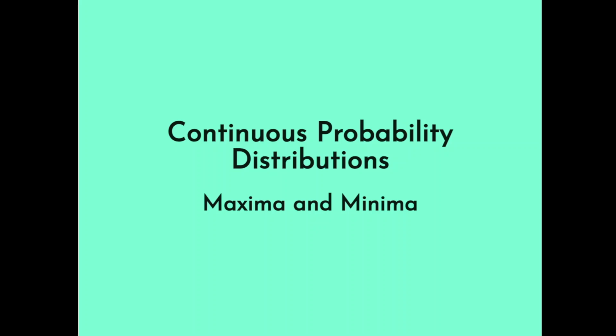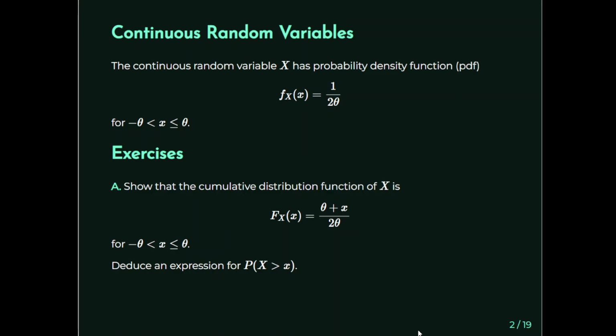Okay, in this presentation we are going to look at continuous probability distributions, specifically the distribution of maxima and minima of paired random variables. So we have a continuous random variable x, and it has the following probability density function: f(x) equals 1 over 2 theta for x between minus theta and plus theta.